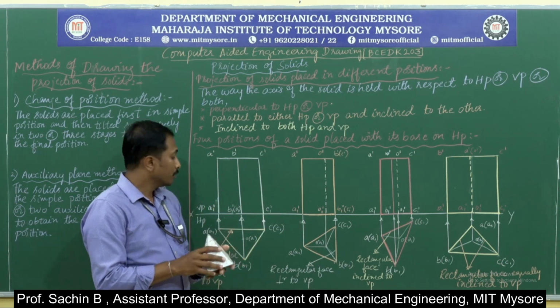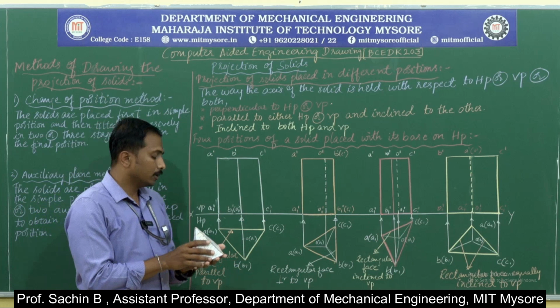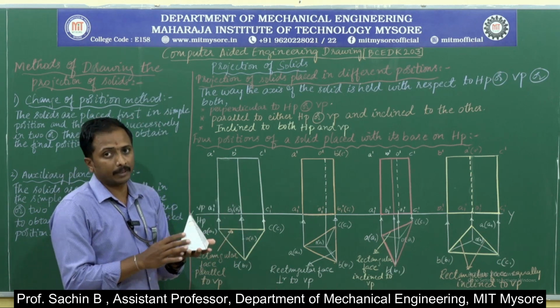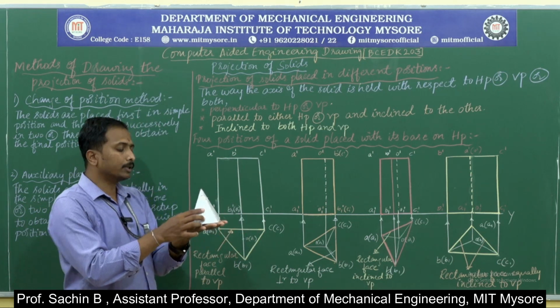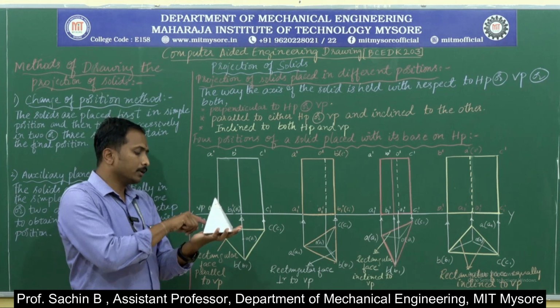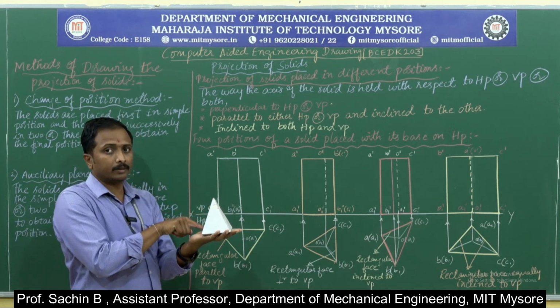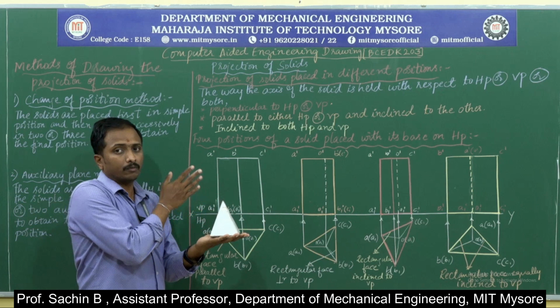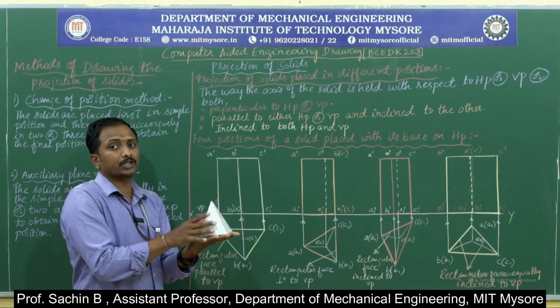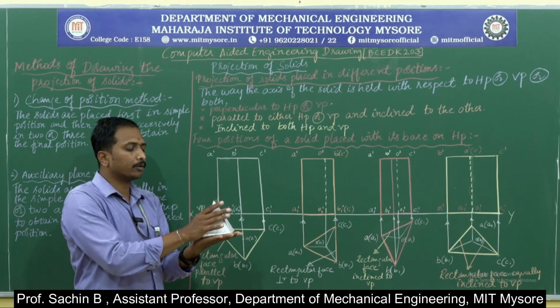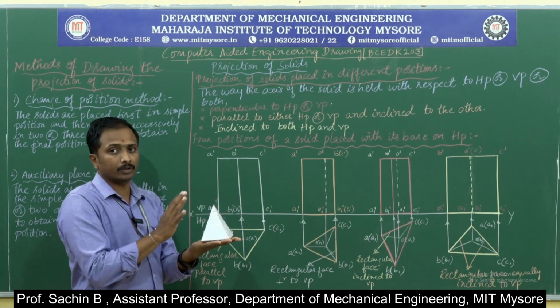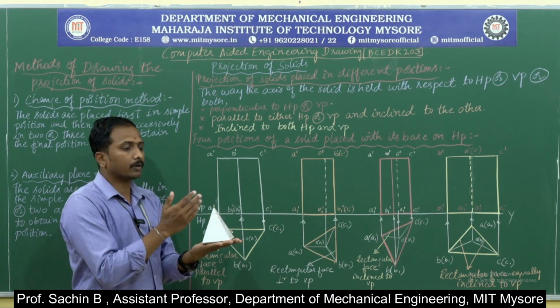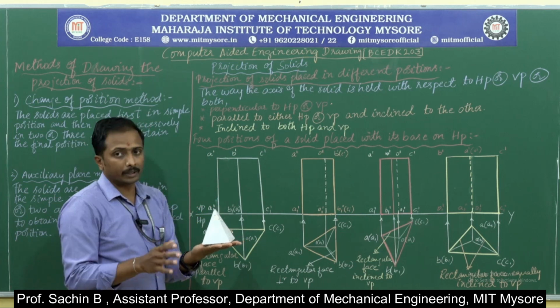That is the condition. When it comes to the first condition, by taking the square pyramid as the example, I am going to keep the object like this. Here the base edge will be parallel to VP and the base is resting on HP. Now I am going to write the top view and front view of the object. Top view on the horizontal plane, front view on the vertical plane.